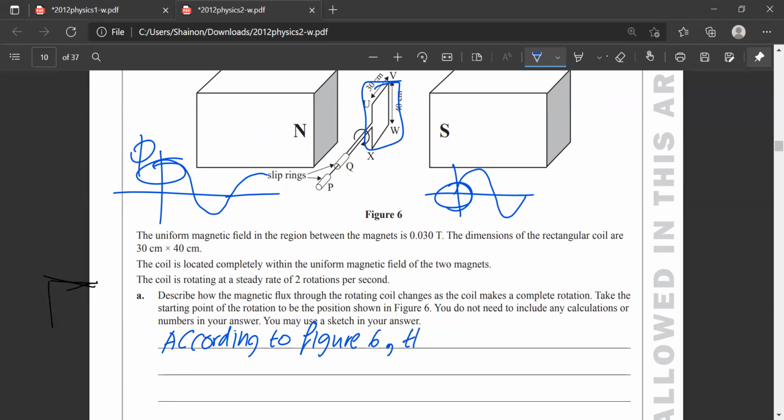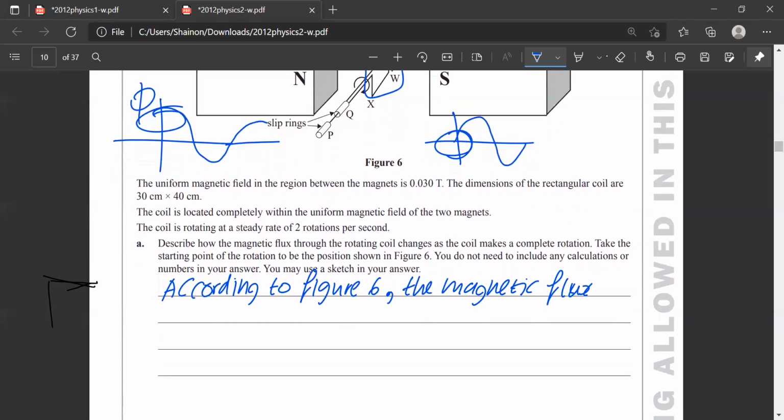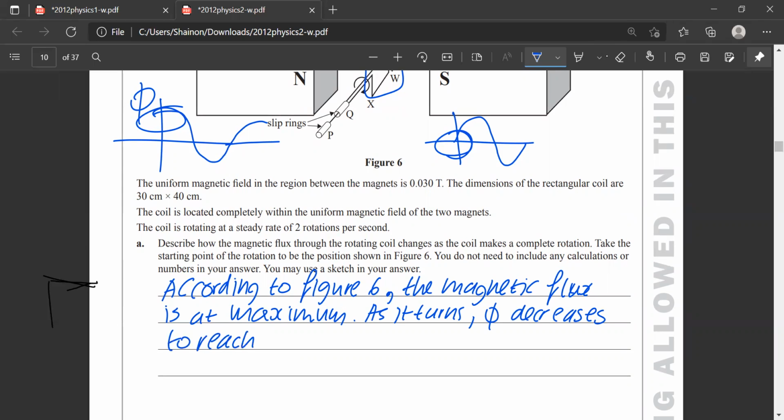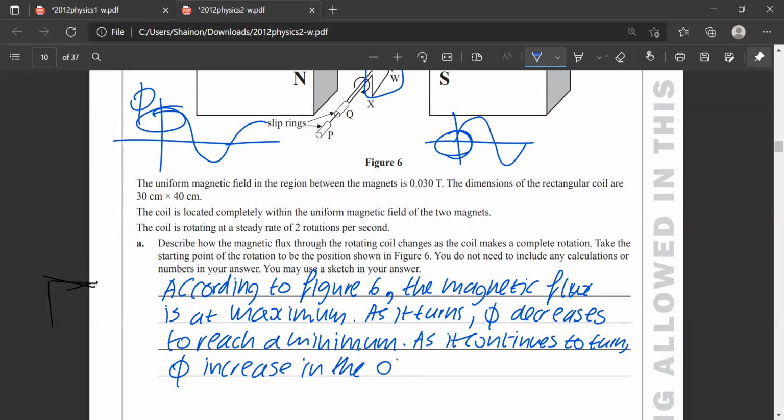The magnetic flux is at maximum, as it turns, decreases to reach zero, as it continues, increases in the opposite direction.